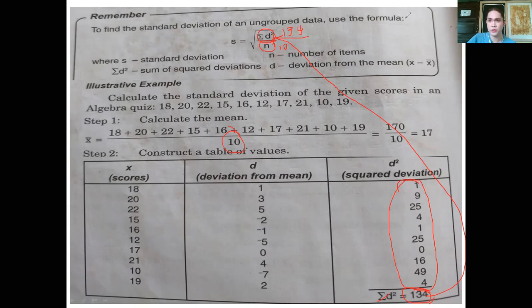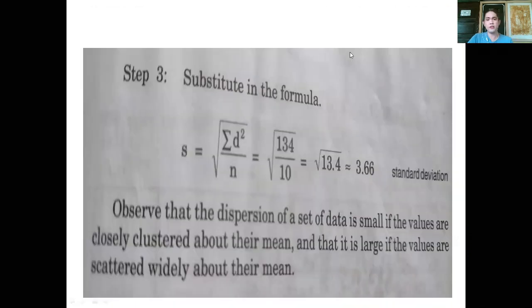Then get the square root of it to get your standard deviation. Please remember this one: the summation of D squared is 134 and your n is 10. Please do not forget that because later we will use it. To find the variance, you will just use the formula without the square root. So 134 divided by 10 is 13.4.